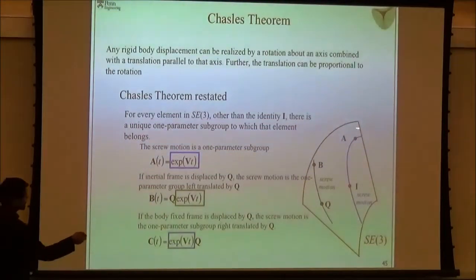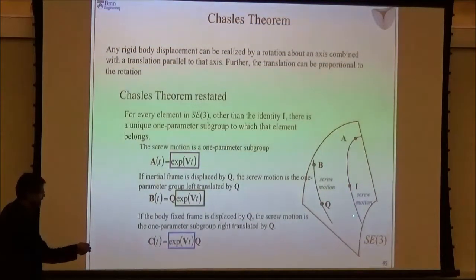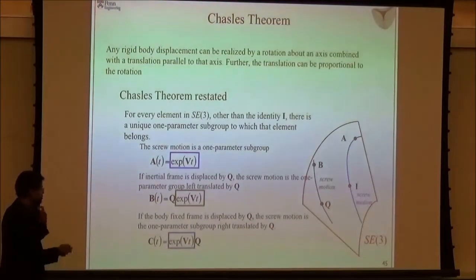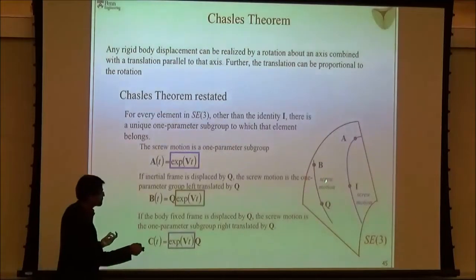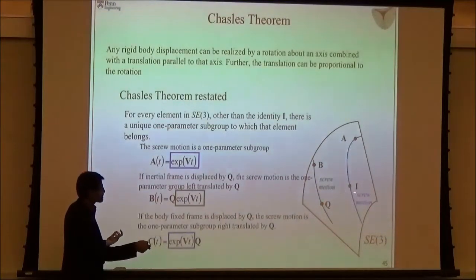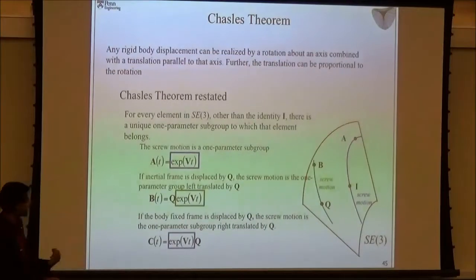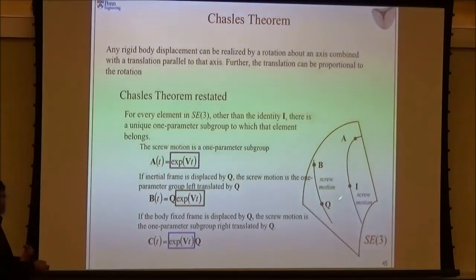If you were not at the identity, let's say you were at another point Q and you wanted to go to B, it's the same idea. Once you understand all these one-parameter subgroups that go through the identity, by pre-multiplying or post-multiplying these one-parameter subgroups, you can find the one that meets your specification, that is, to go from Q to B.